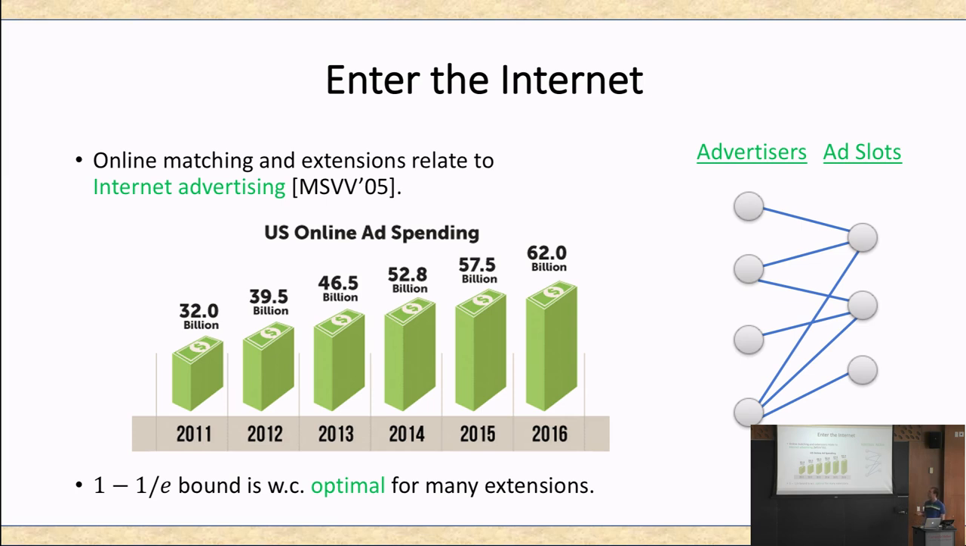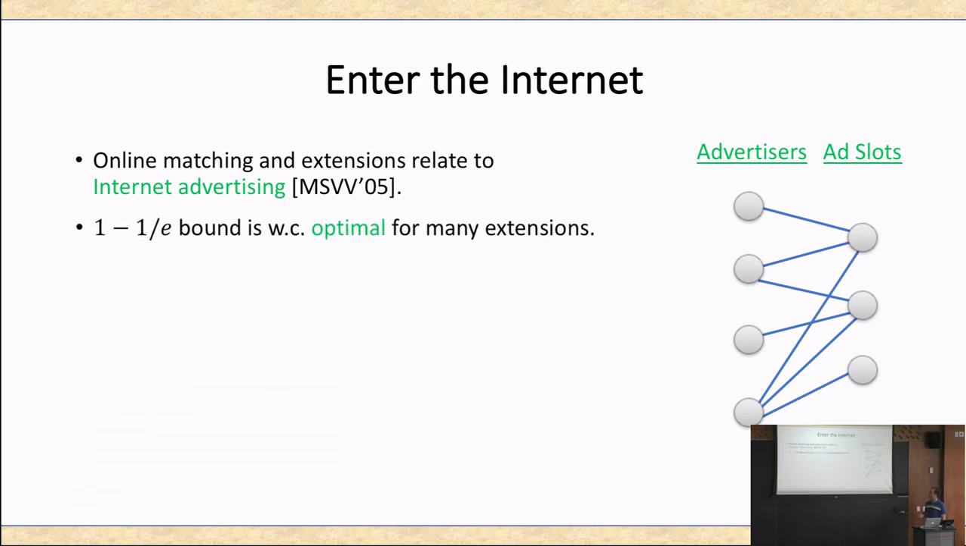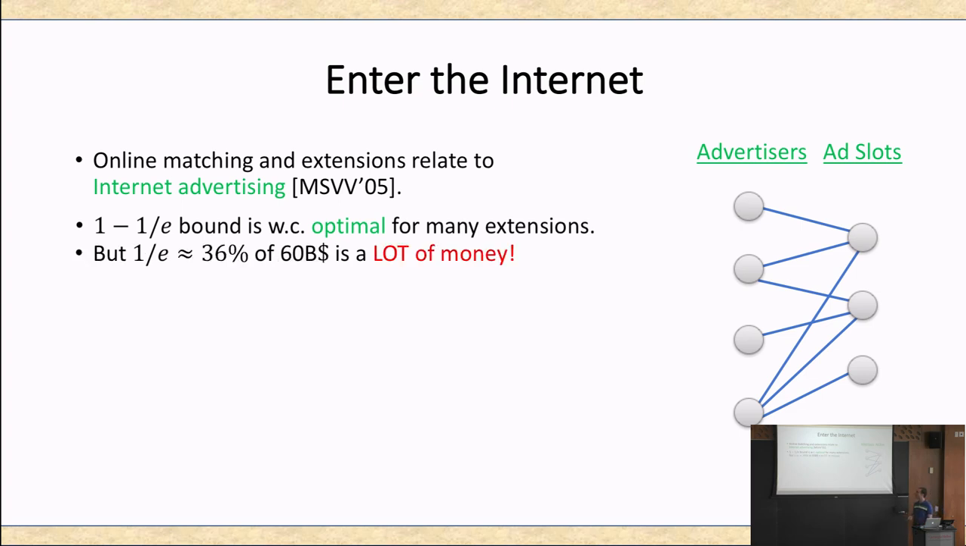So why are we displeased with this? Well, 1 minus 1 over e is optimal, so algorithmically that's very nice, but 1 over e, which is roughly 36% of $60 billion, is a lot of money. That's not really something we'd be happy about. And also, if you look at the tight instances for the 1 minus 1 over e bound, they're very, very, very contrived instances, I can't stress it enough, that have very little to do with the application.